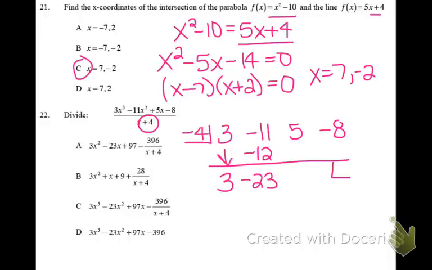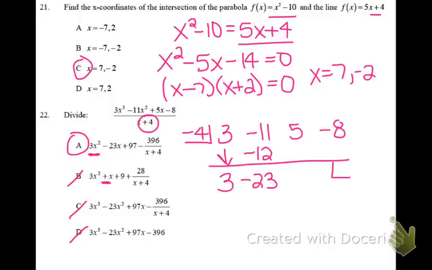So if you start to look at your answer choices, you have 3 and negative 23, which means you can eliminate B, because that doesn't have the negative 23 over here. Also, you can eliminate C and D, actually, because since your polynomial started with an x cubed, that means your answer has to start with an x squared, since you're dividing it. So your answer has to be A, but we can go ahead and continue.